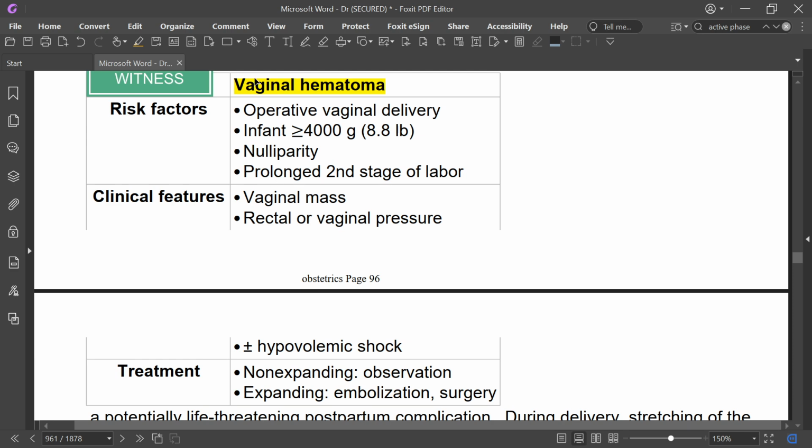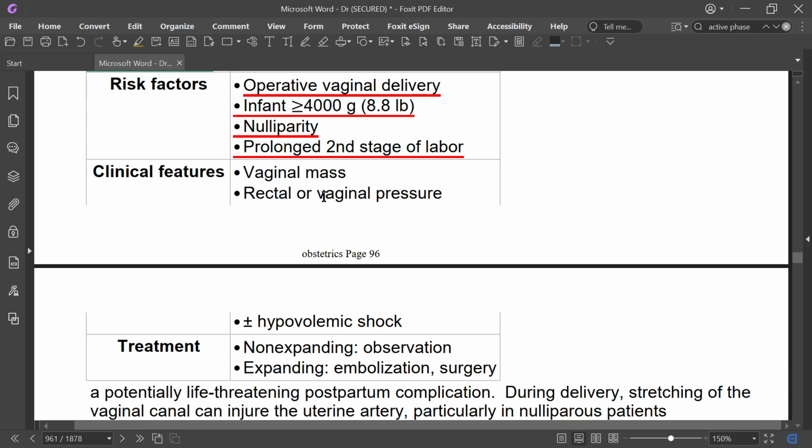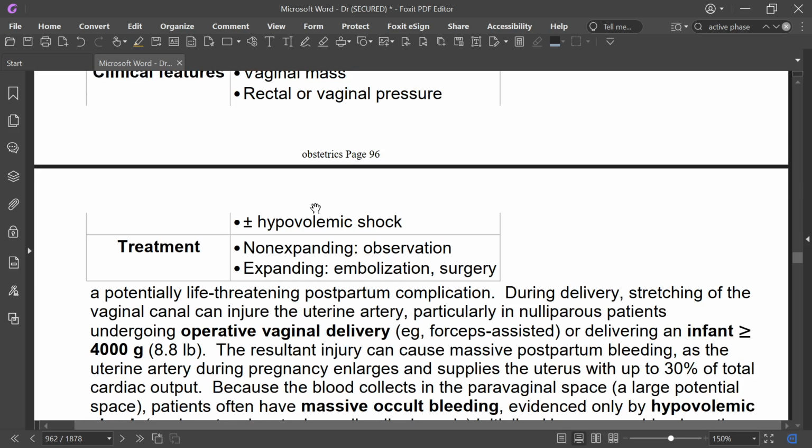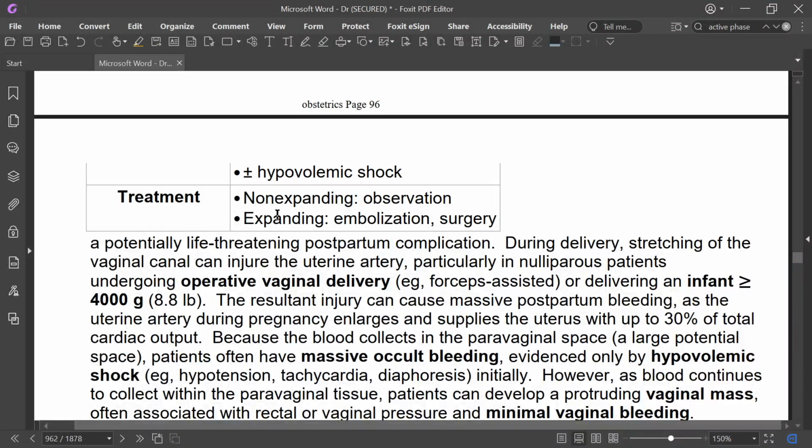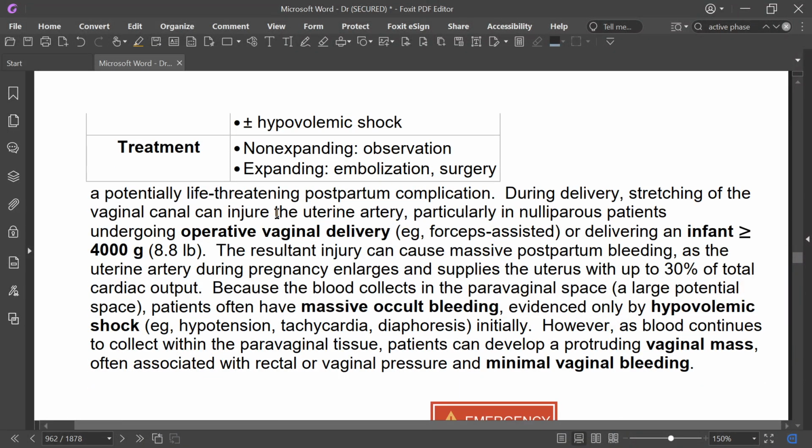Vaginal hematoma: operative vaginal delivery, infant more than 4 kg, nulliparity, prolonged second stage of labor. Clinical features are vaginal mass, rectal or vaginal pressure, hypovolemic shock. Non-expanding is observation, expanding is embolization and surgery.